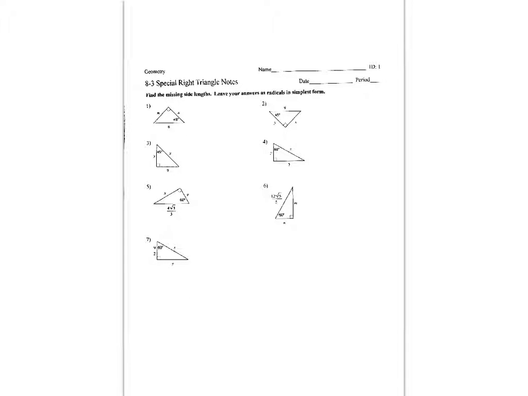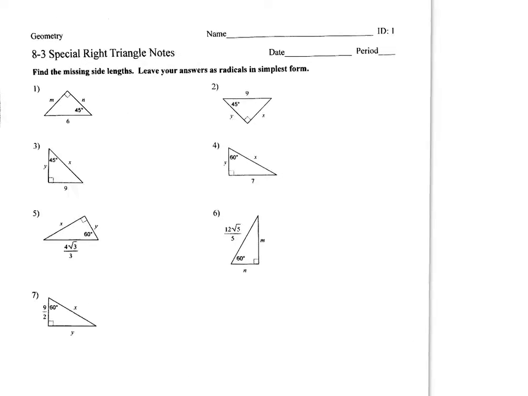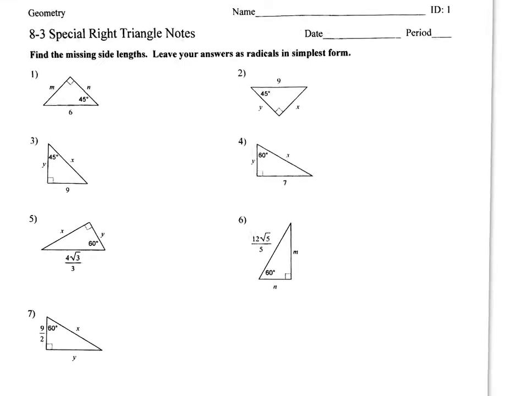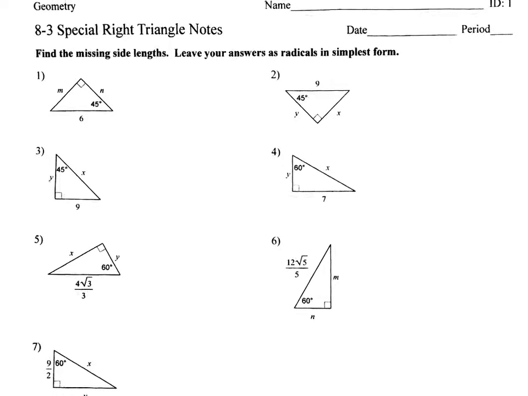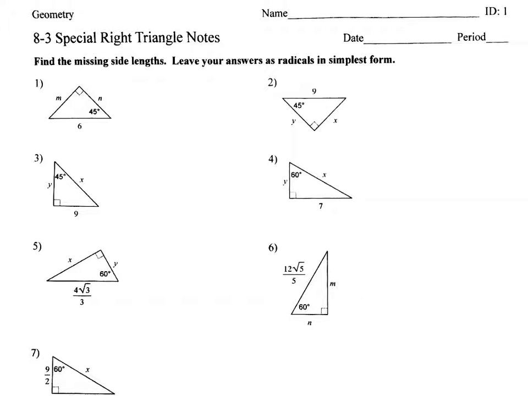Alright, 8.3 is special right triangles. So we're still continuing with right triangles. The difference is here, rather than using Pythagorean theorem, these are special triangles. They have special rules. So what I'm going to do is go through these based on the type of triangle.